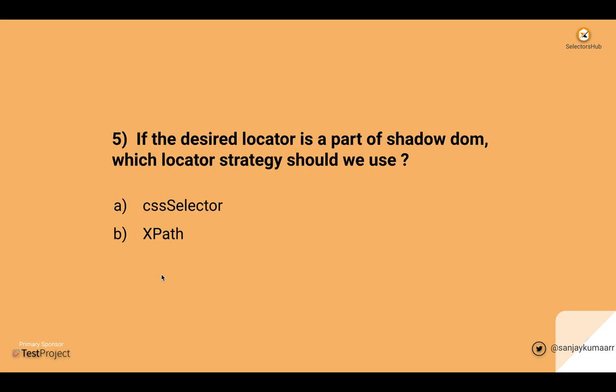If the desired locator is a part of Shadow DOM, which locator strategy should we use? I'm sure if you are able to recall, you know that Shadow DOM doesn't support XPath. So the only option left with us is CSS selector. Okay, so that's pretty much it from the selectors challenge.